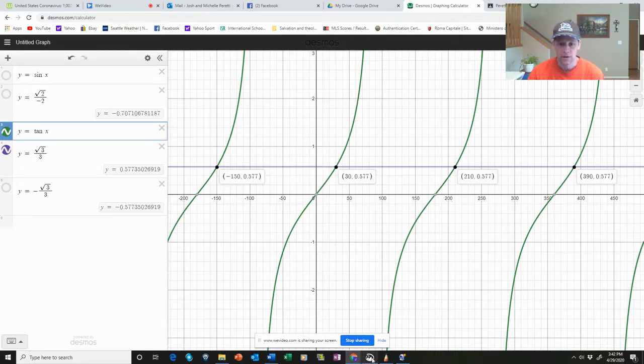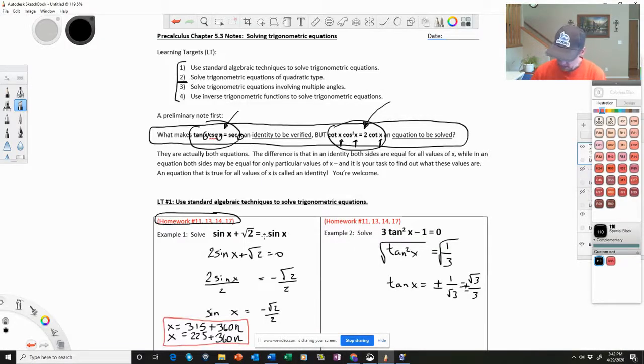So I can go ahead now and say that my solution is going to be x equals 30 degrees plus 180 over and over again. I can leave it at that. If you want, you could write it in radians, and we should probably get used to doing that. So I could say it's pi over 6 plus pi n. So that would be your answer in radians. And I'm going to box that up. There it is. Okay, so those are the first 2 examples.